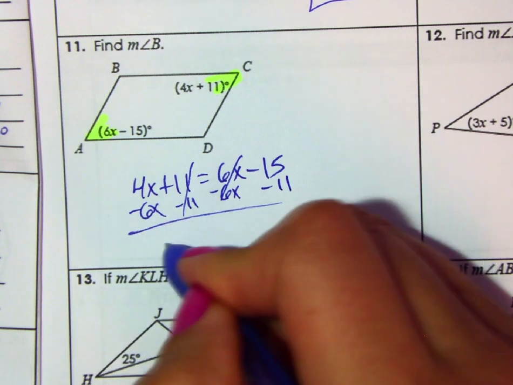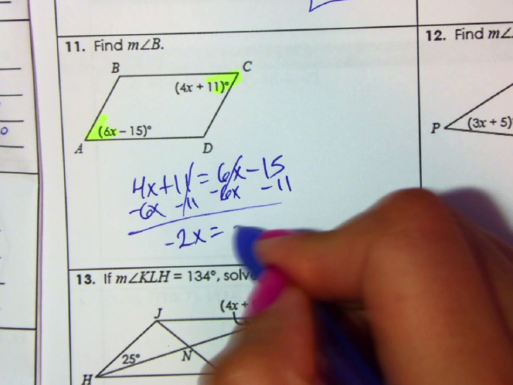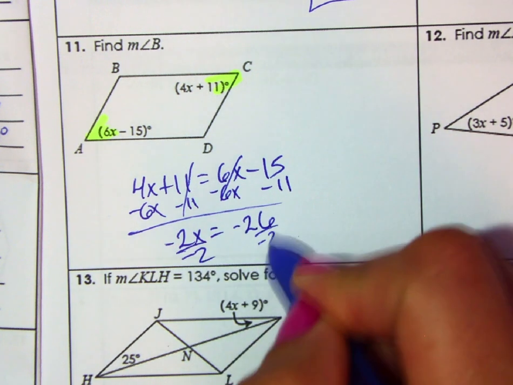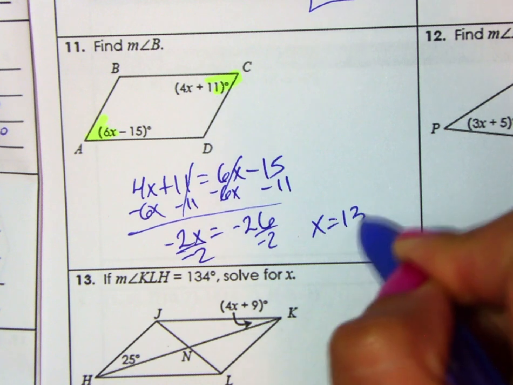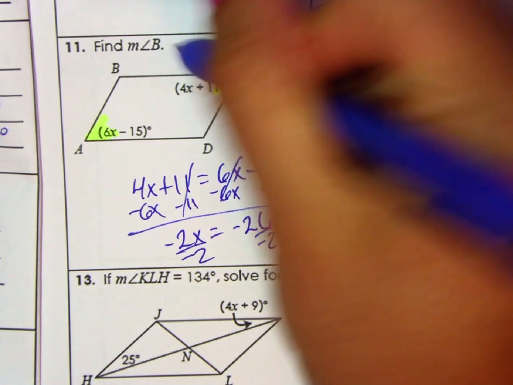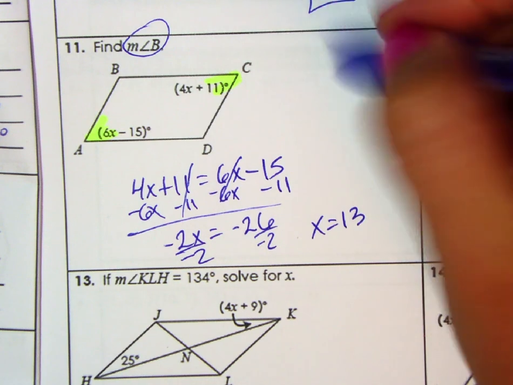So 4 minus 6 is negative 2x. Negative 15 minus 11, that's negative 26. Divide by negative 2, x equals 13. But they don't want you to solve for x, they want you to solve for the measure of angle B. So what you're going to do now is pick one of these and find what that angle is.